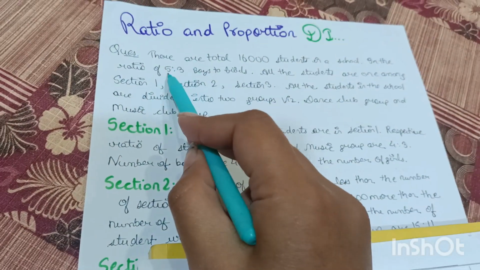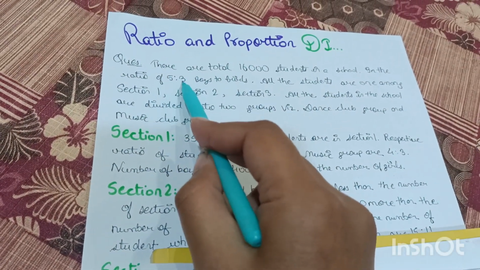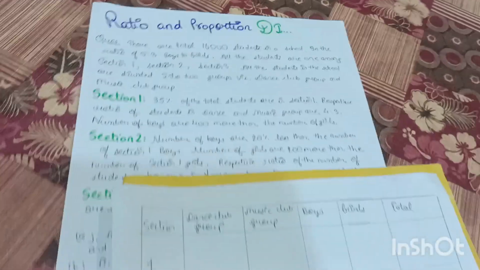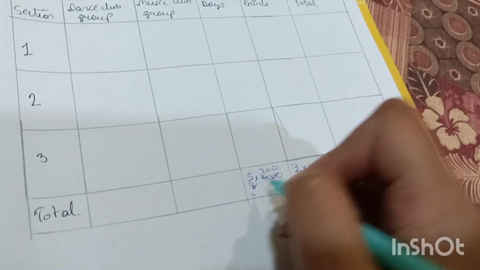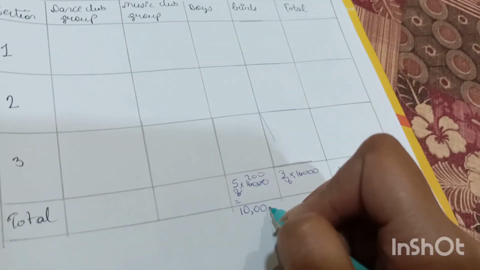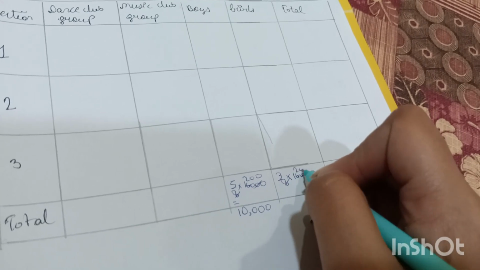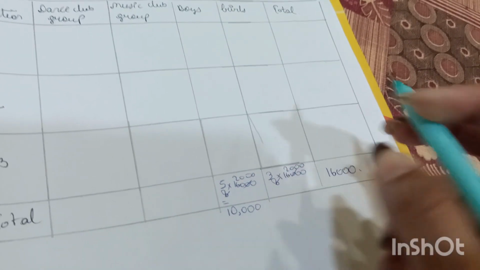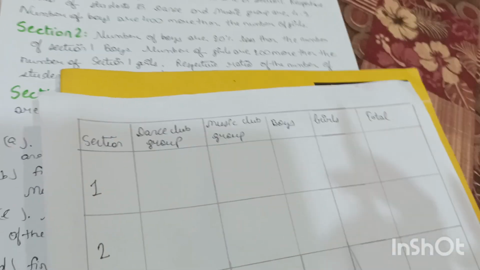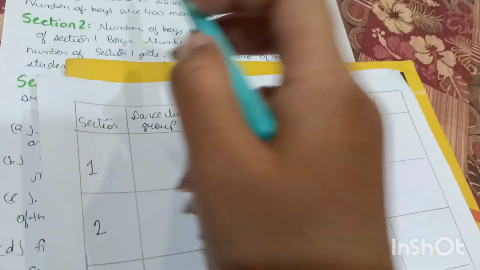Why 5 upon 8? Boys ratio 5 upon 8, 5 plus 3, 8. And for girls 3 upon 8, 5 plus 3, 8. So when you will solve it out, you will get the value 10,000. And over here you will get the value as 6,000. Okay. So now you have made the table.